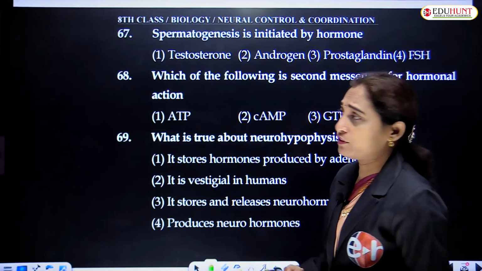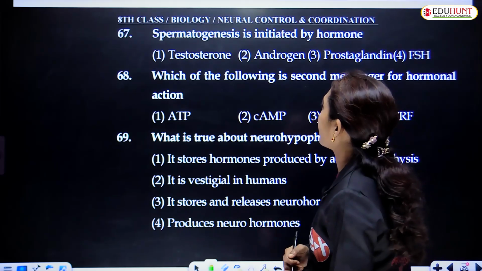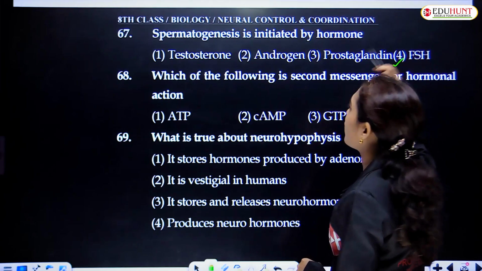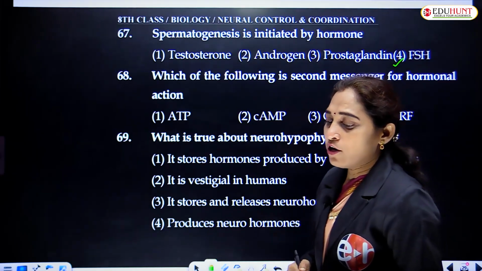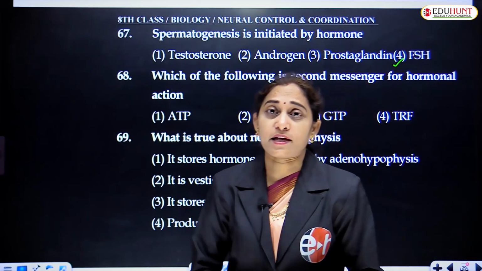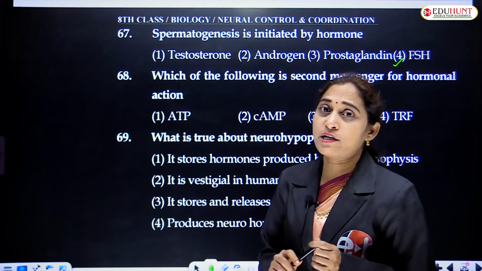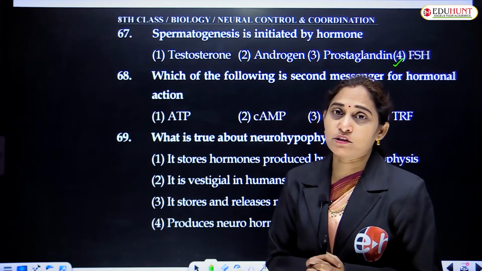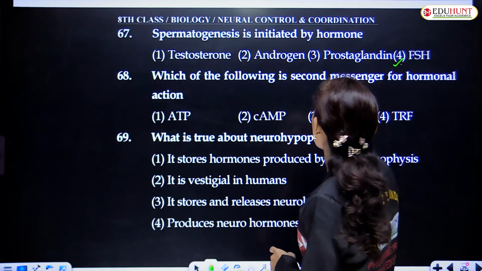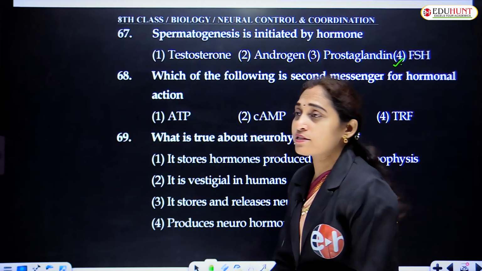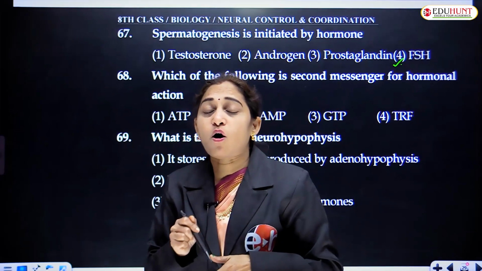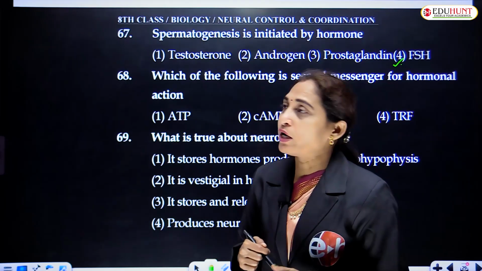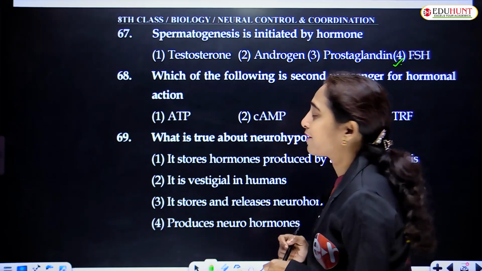Spermatogenesis, that is formation of sperms, is initiated by hormone testosterone, androgen, prostaglandin, FSH. It is stimulated by follicle stimulating hormone. We have two hormones, one is follicle stimulating hormone and the second one is the luteinizing hormone. Follicle stimulating hormone initiates the spermatogenesis or the gametogenesis. That is why it is also called gametogenic hormone, whereas the luteinizing hormone causes the maturity of the gametes, especially it initiates ovulation, formation of mature ovule and release of the egg.